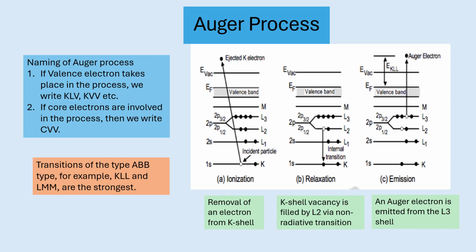And how are we going to name the process? If a valence electron takes part in the process, then we will name it as KLV or KVV, or in other terms, if core electrons are involved in the process, then we will name it as CVV. Okay, so transitions like KLL and LMM are the strongest because the two shells are the same. We can see over here KLL, and also LMM, they are the strongest transitions in the Auger process.